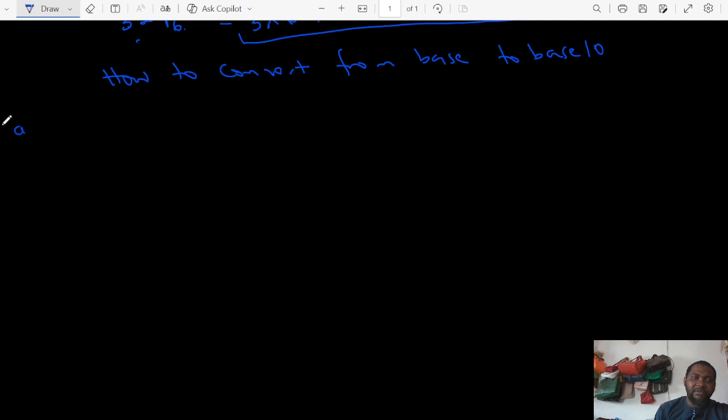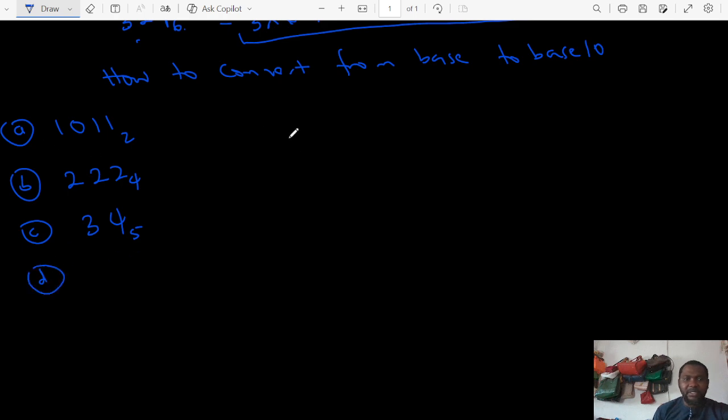Let me convert the following to base 10. Let me say 1011 base 2. Then B, let me say 222 base 4. Then this, let me say 34. Then D. Okay, I think this is enough. Okay, these are different bases. This is base 2, this is base 4, and this is base 5. I want to convert it to base 10. And this is one of the easiest things we can talk about.